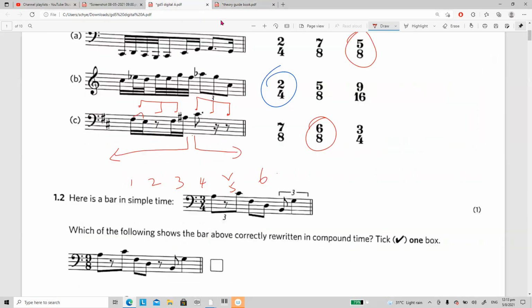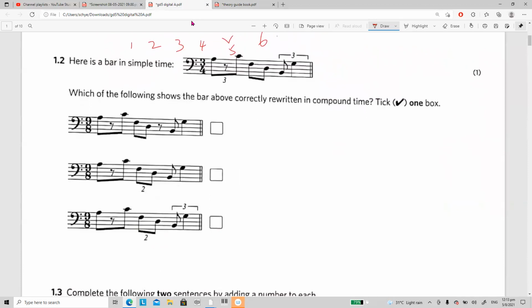Okay, so now let's look at the next one. Here's a bar in simple time. Simple time meaning there are 3 crotchets. So 3/4 is 3 crotchets. So this one is triplets. There are 3 quavers, so we don't count the last one. So this is 1 crotchet, 2 crotchets, and this is actually from the grouping of 3 quavers. So this triplet, they have 3 quavers, we don't count the last one. So this is another crotchet. So in this case, it has 3 crotchets.